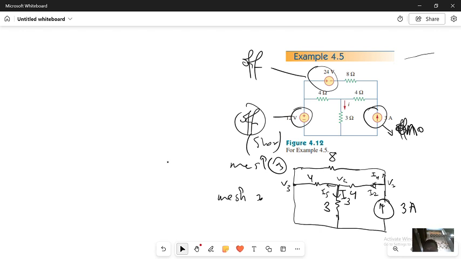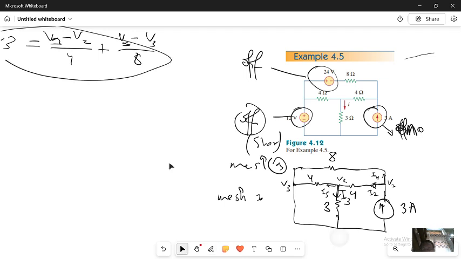Let's see. So in this case, this 3 is going to enter V1. We see in the nodal analysis V2 divided by 4 plus, because in this node this one is leaving, V1 minus V3 divided by 8. Now you have the first equation.